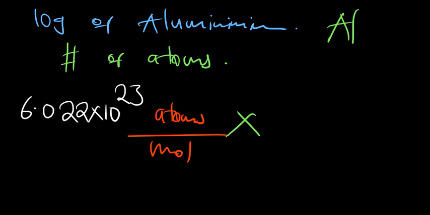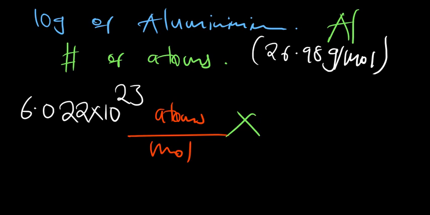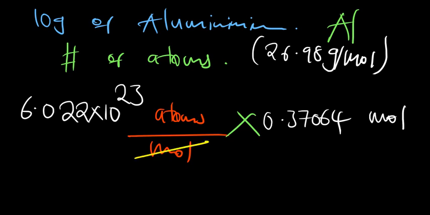Now if you check your periodic table, what's the molar mass of aluminium? It's 26.98 grams per mole. I already showed you how to determine the number of moles. So you've got 10 grams, divide by 26.98. What I'm getting is something like 0.37064 moles. The moles cancel, and we remain with the number of atoms. And that's how simple it is.